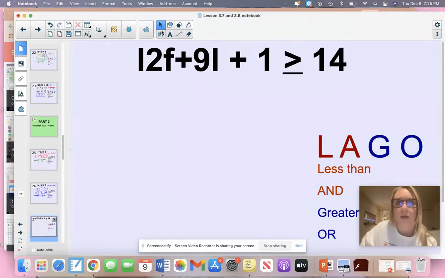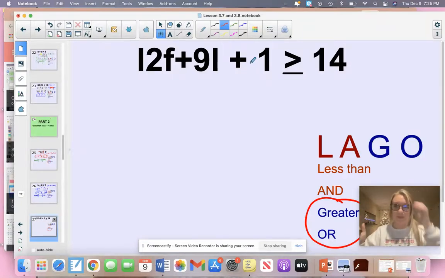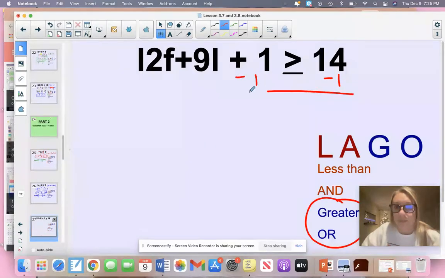Okay. Right now, take a look at your sign. I see greater than. That tells me it's going to be an or. Are your absolute value bars isolated? Hopefully your answer is no. Do you see how you have this +1 here? We need to move that to the other side so we can get our absolute value bars by themselves. So we will take away 1 from both sides. Okay. Now you've got 2f plus 9 is greater than or equal to 13.